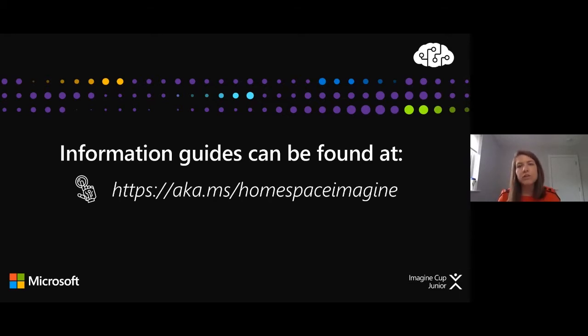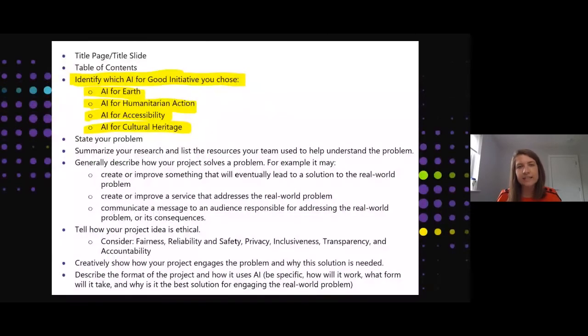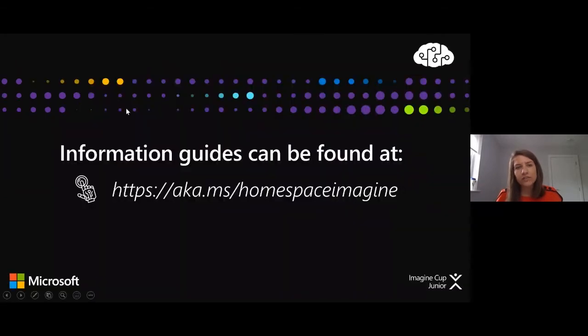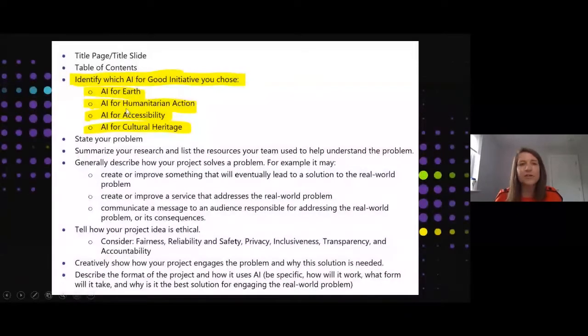One of the things I want to quickly explain today is that when you submit your project as a presentation, you'll see here, this is just a snip of a guide that I'm going to put on that website I just talked about. One of the first things it asks you to do is identify which AI for Good initiative you've chosen. So today's episode is all about giving you a feel for what those initiatives are, where Microsoft have already done work in these areas.